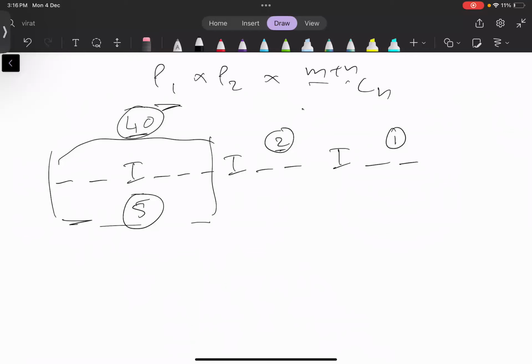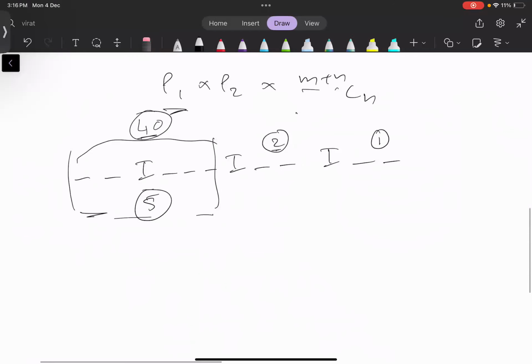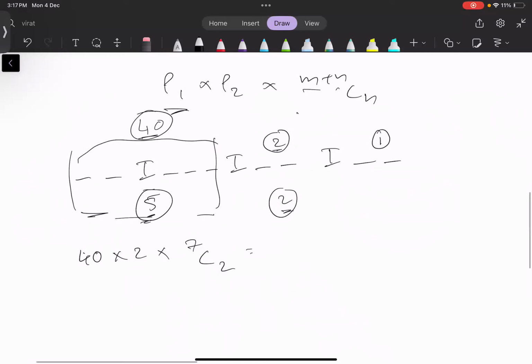Okay. So now we have 40 and 2. So 40 possibilities into 2 possibilities into... Now, if we combine this together, this is of length 5, this is of length 2, right? So m value is 5, n value is 2, and 5 plus 2 is 7. So 7C2, right? And yeah, let's say this is some value x. Okay. Now let's not get down into calculations.